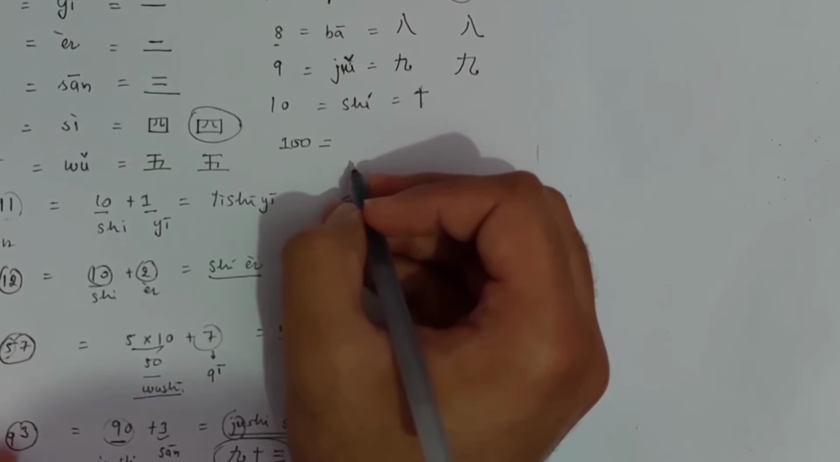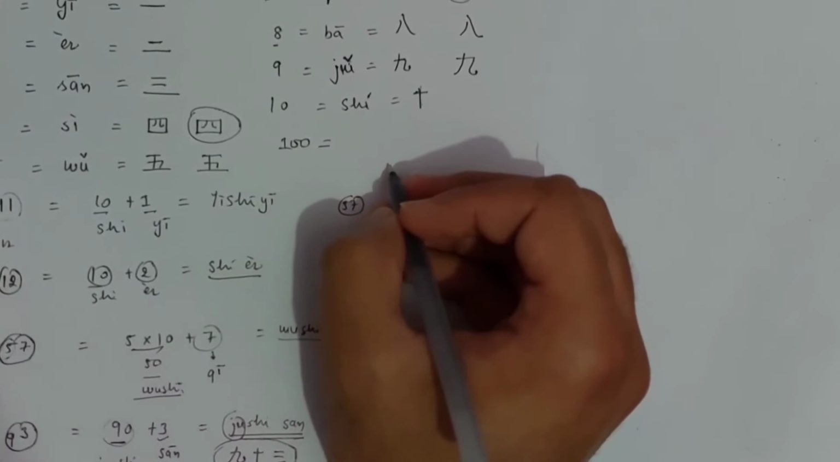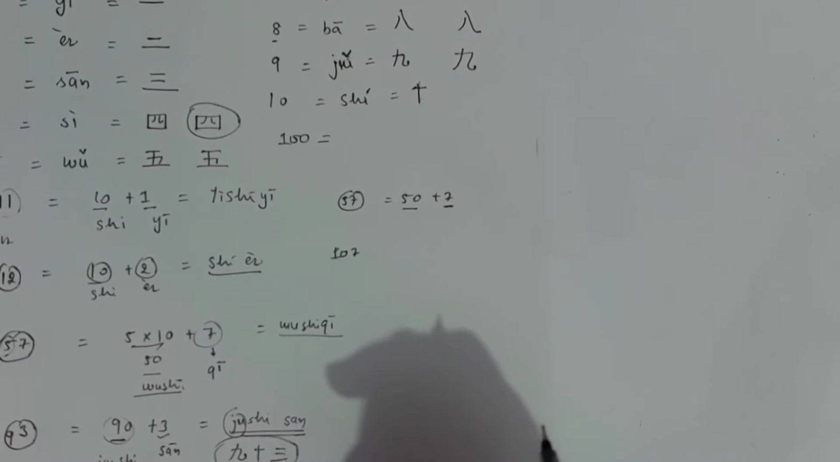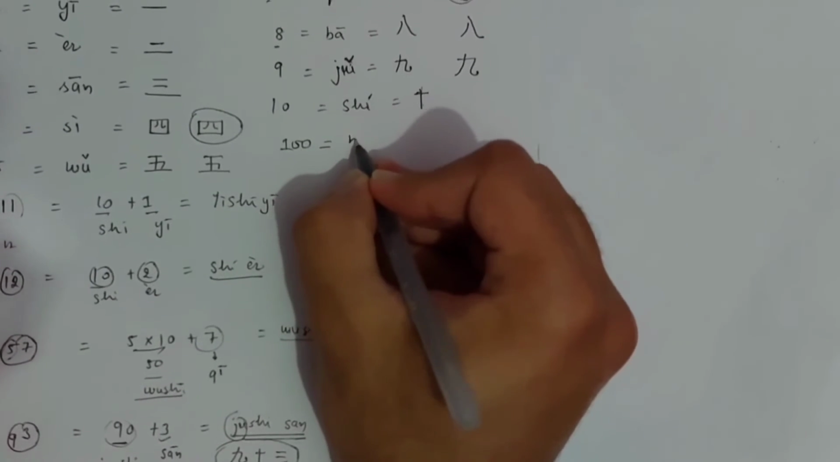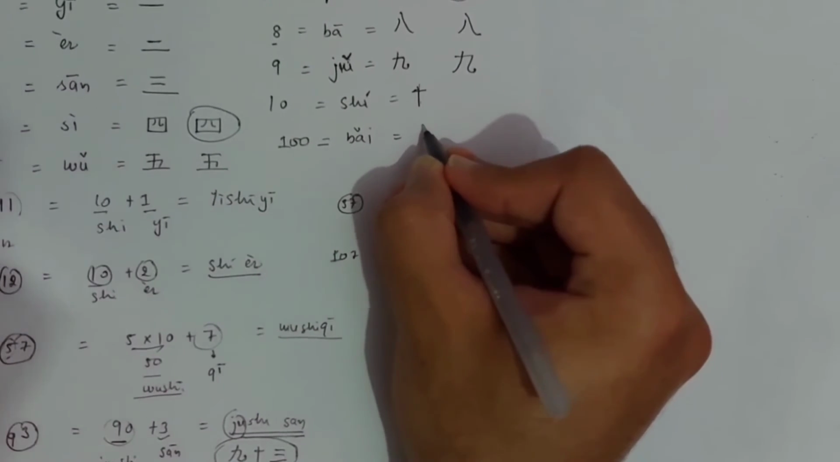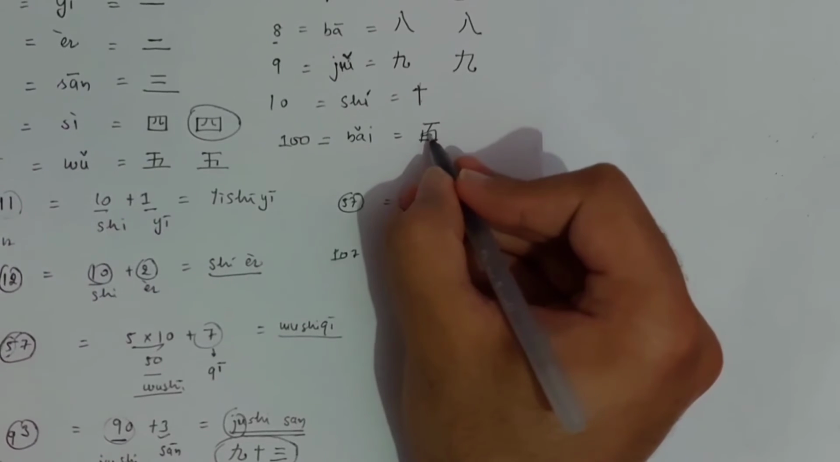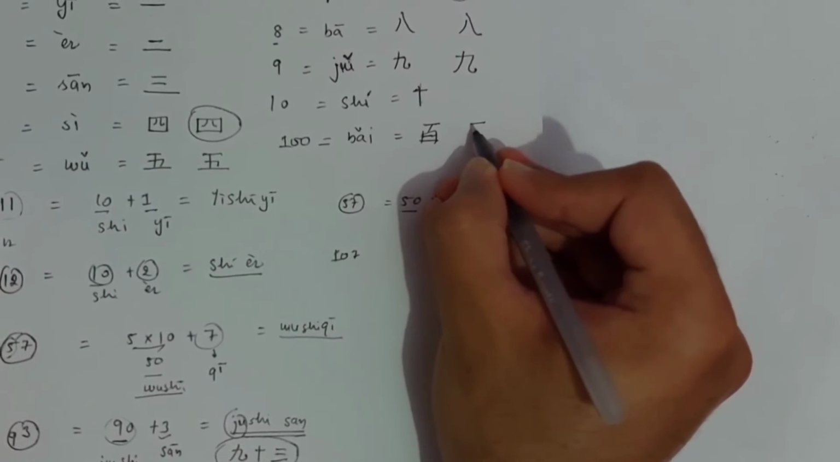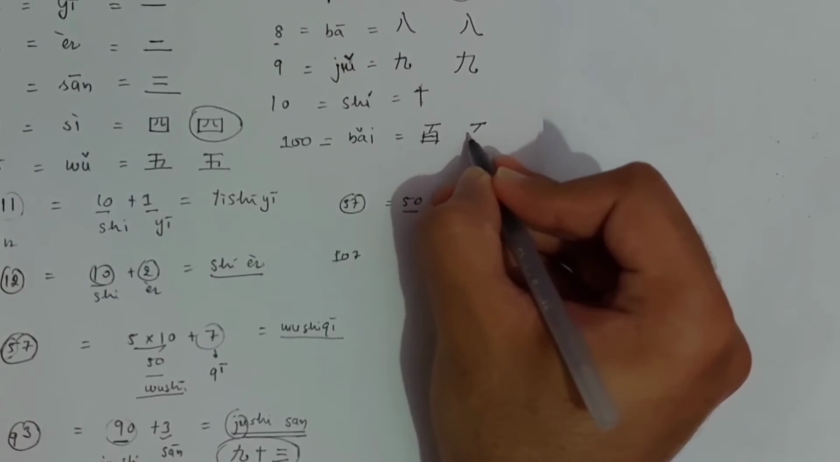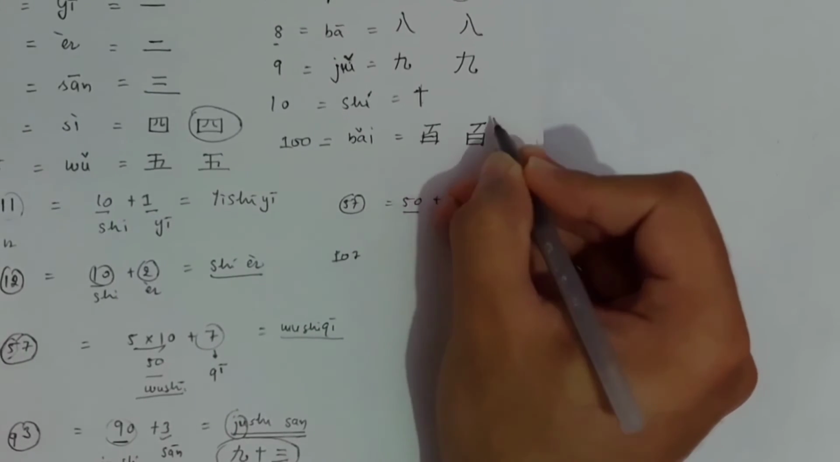100 in Chinese is bai. So we say 100 as bai. Bai we write it like this, from left to right, then top to bottom, left to right. This is bai.